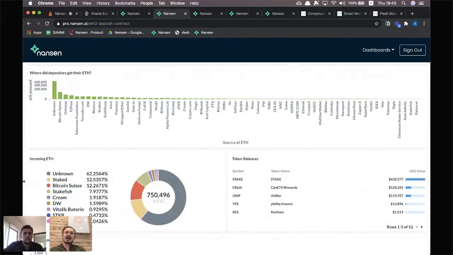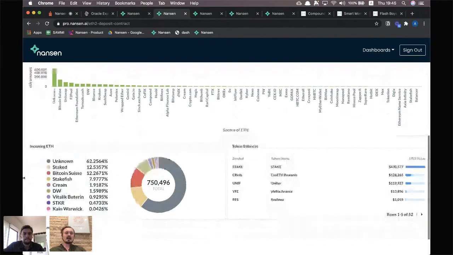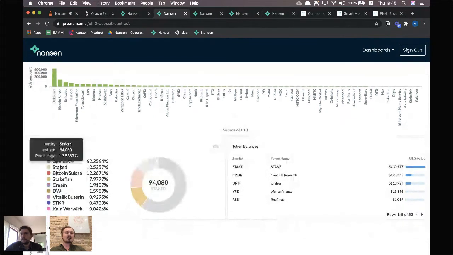And we have this entity view where we can associate addresses with entities. Many of these entities are actually staking pools, and we're working now on expanding the addresses that we have for them. For example, you see Staked, which is basically staked.us. That's one big pool that accounts for about 12 to 12.5% of all the ether that's been deposited. So that's a pretty big chunk on its own.